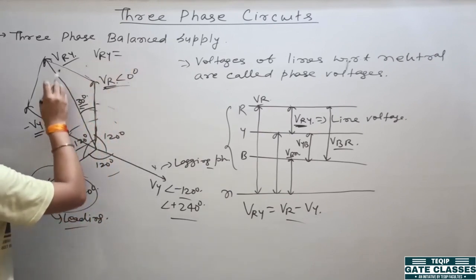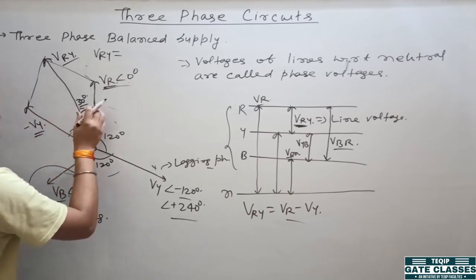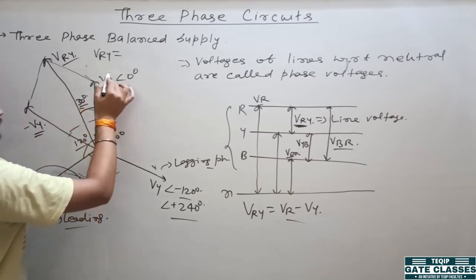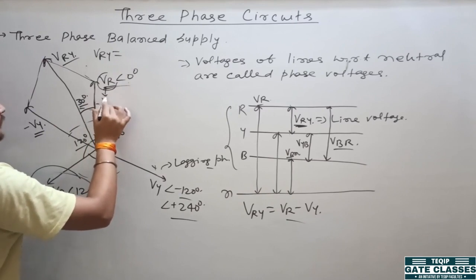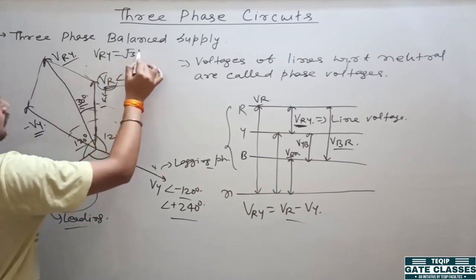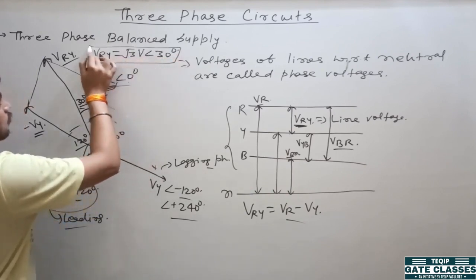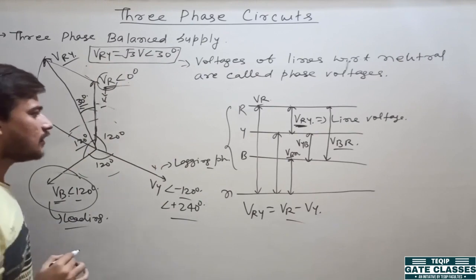Now what will be the magnitude of VRY? Suppose the magnitude of VR is V, then the magnitude of VRY will be root 3V at the angle 30 degree. VRY will be root 3V at the angle 30 degree.